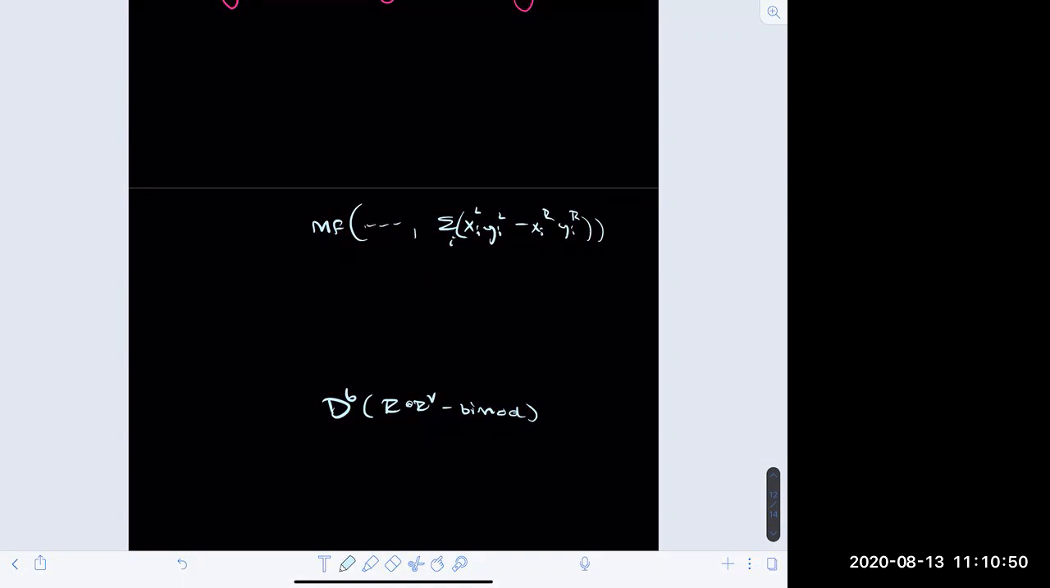Well, I'm a little confused though, because this is a part of the story that always confuses me. If you're really considering honest matrix factorizations, so this is your potential Z.